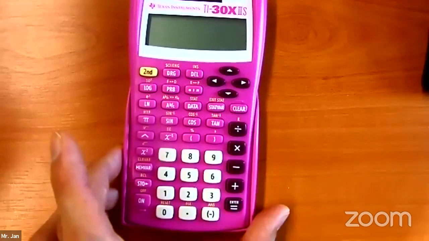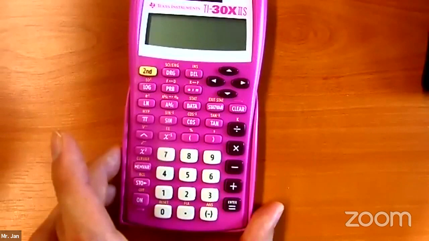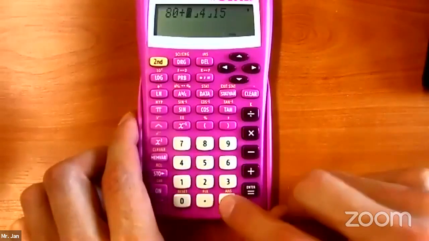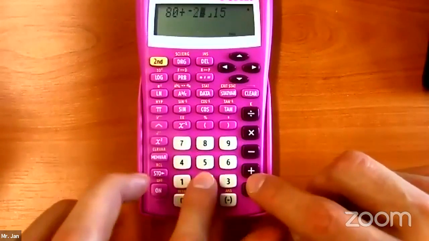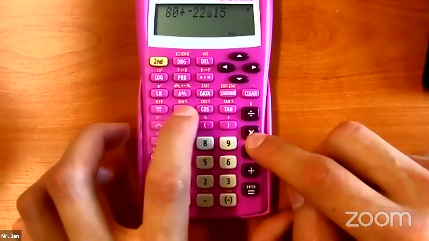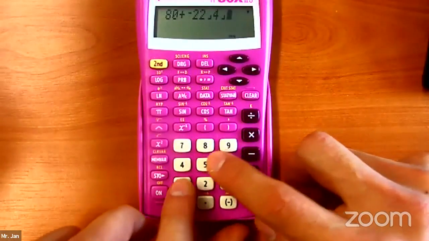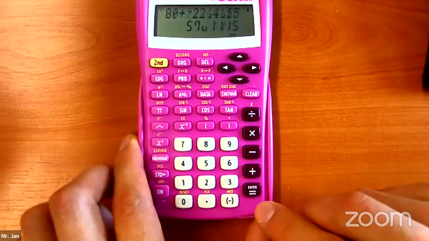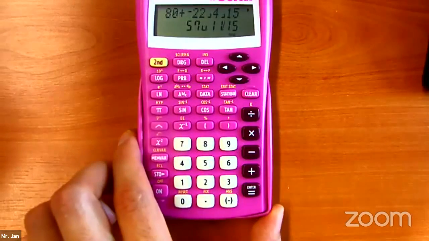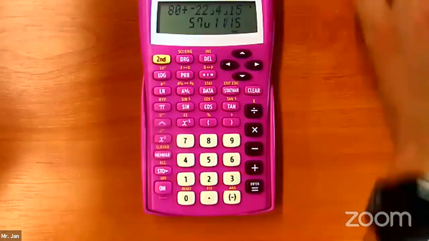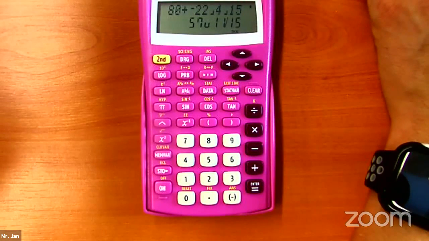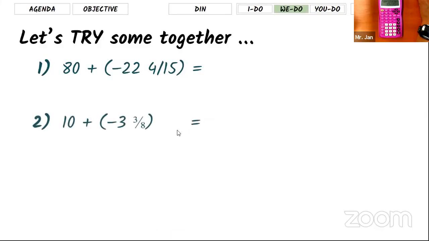Okay, can you guys see the calculator? Yeah. They changed the name. -22 over 4 over 15. Okay, here we go. 57 whole 11 over 15. Okay. So next one, let's try the next one.